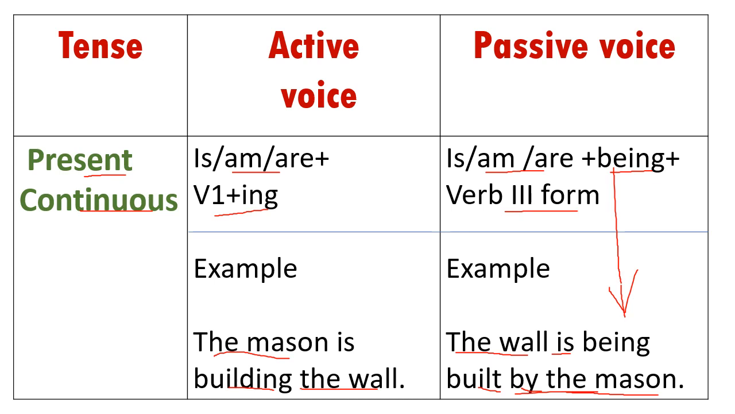In present continuous tense, is, am, are plus verb first form ing will be changed into is, am, are plus being plus third form of the verb. For example, the mason is building the wall. Its answer will be the wall is being built by the mason.